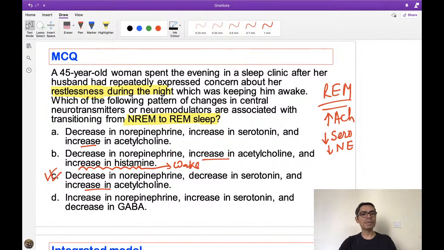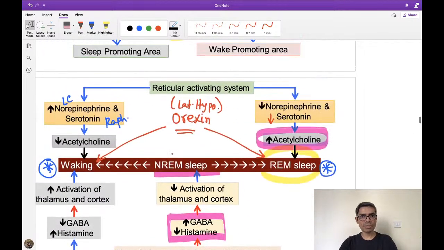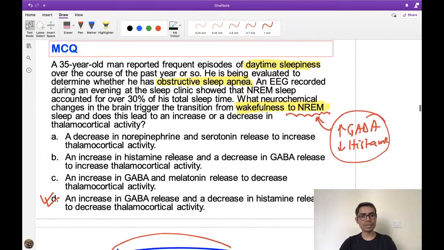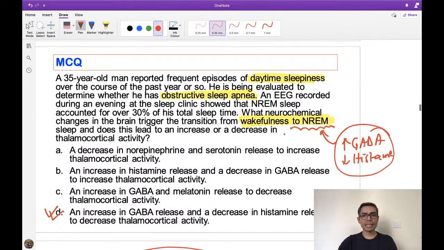Now, in the above MCQ, look at these two MCQs, they are almost similar to one another. In the previous MCQ, they were asking about non-REM, that's why you answered D. But here, answer C, look at here, an increase in GABA and melatonin. Why is melatonin not the answer? If I say, sir, histamine is not there, but why is an increase in GABA and melatonin not the answer?